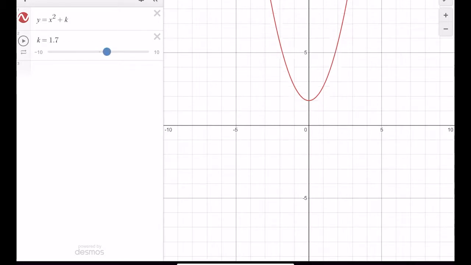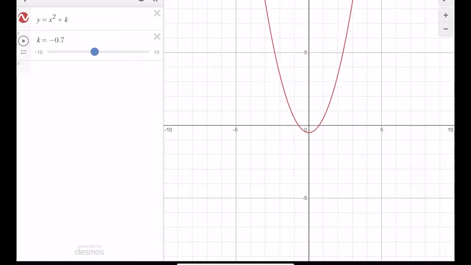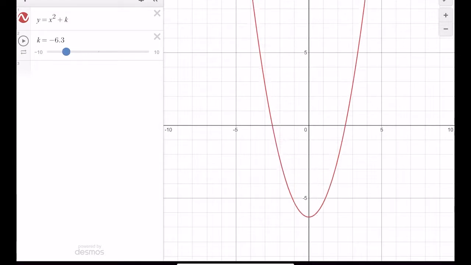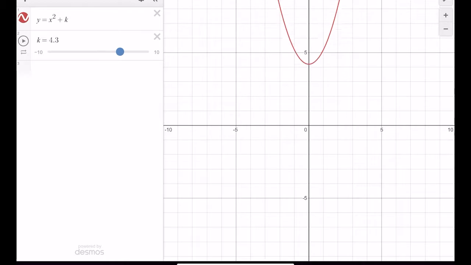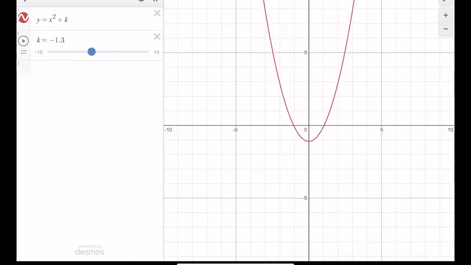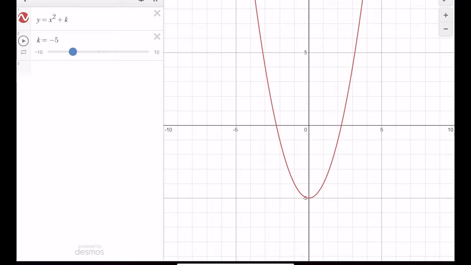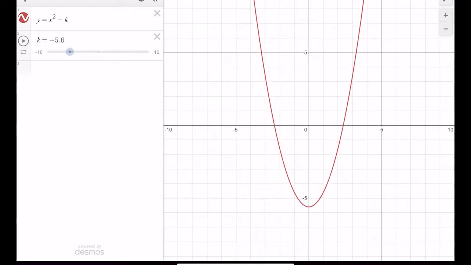So when k gets bigger, greater than 0, what do you notice is happening to the parabola? When k is getting less than 0, what do you notice is happening to the parabola? So hopefully you see that when k is getting bigger than 0, positive, it's shifting up. So that's a vertical shift up. And when k is getting less than 0, you're vertically shifting down. The mathematical word, by the way, for shifting is translating. So translating is like sliding.